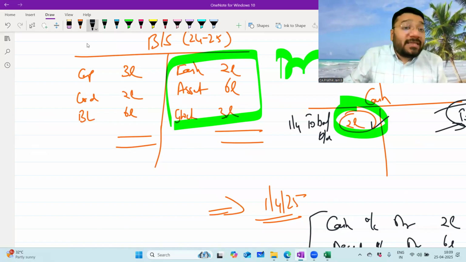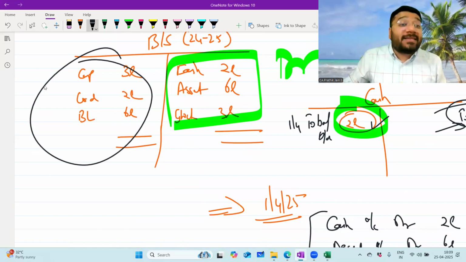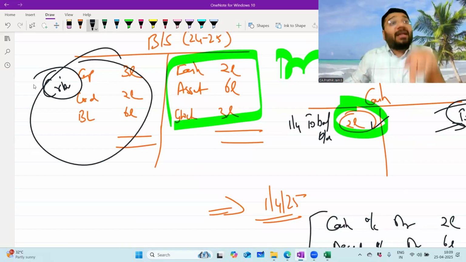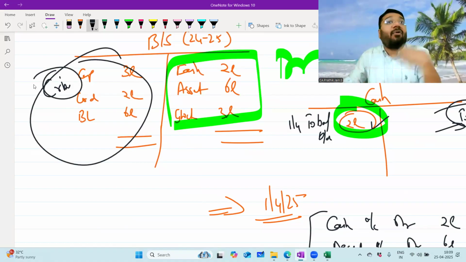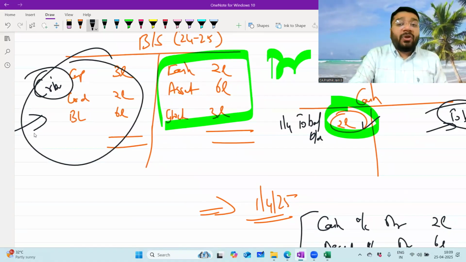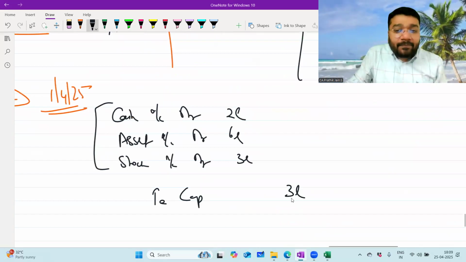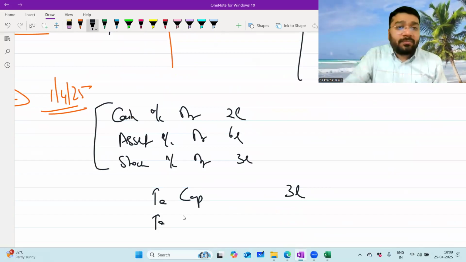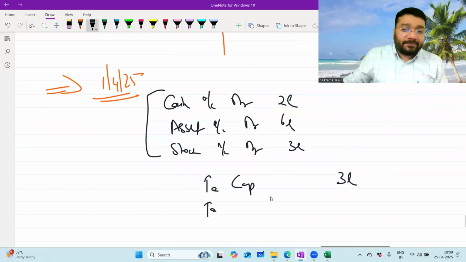Opening entry. So these three are there in which side? Liability side of the balance sheet. Having what balance? Credit balance. So to record that in the credit side of the current year, to get the credit balance in the current year, what should I do? Give a credit. So in the same journal entry, on the credit side will be capital 3 lakh, creditor 2 lakh, and bank loan 6 lakh.